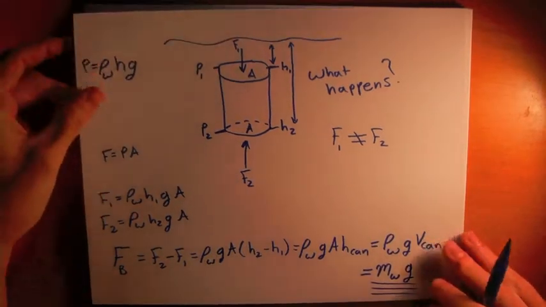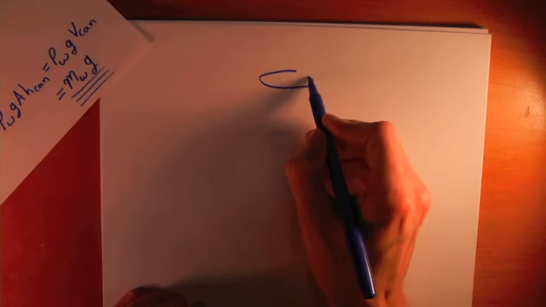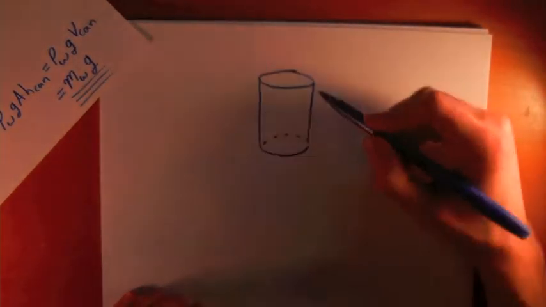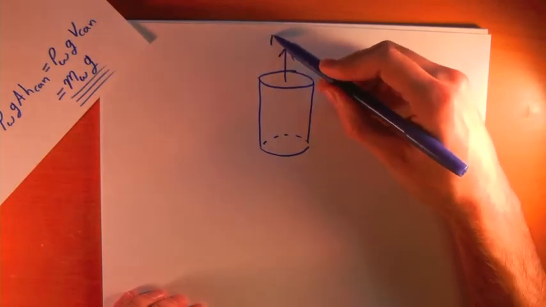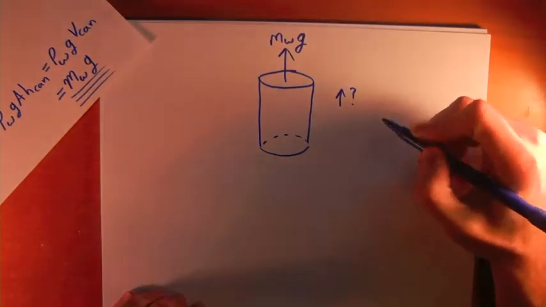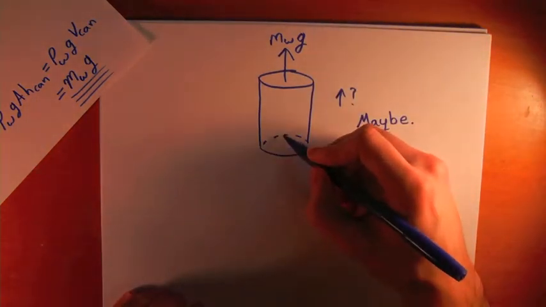Let's move on. We still don't know what happens next. Does this can go up? The buoyant force we just found is surely pointing upwards. Perhaps the can shoots out of the water. But we haven't accounted for what's inside the can. Is it full of air, water, steel? We don't know. Let's consider a couple examples.